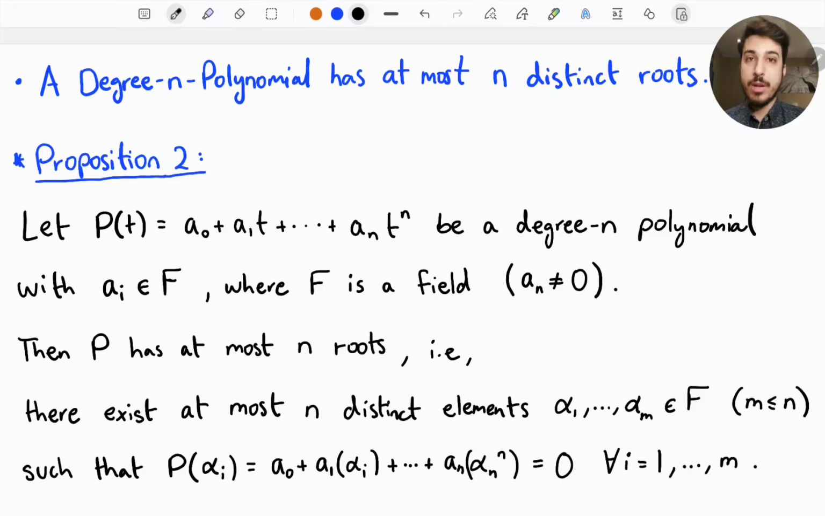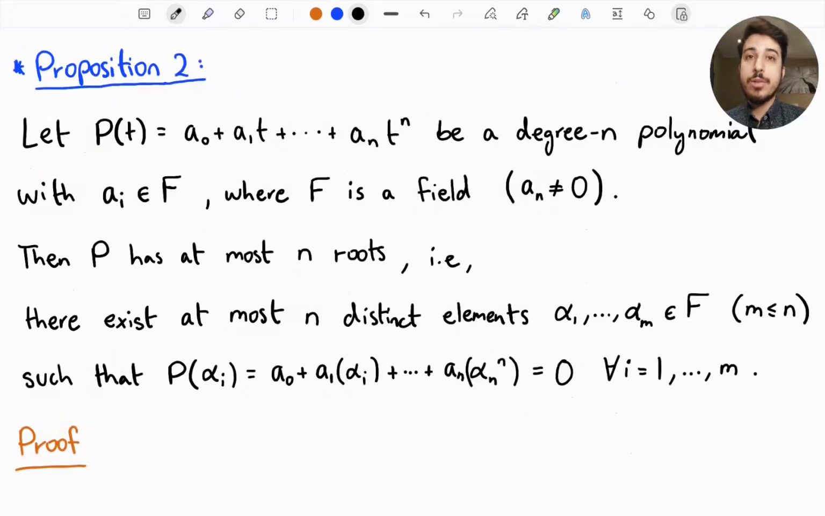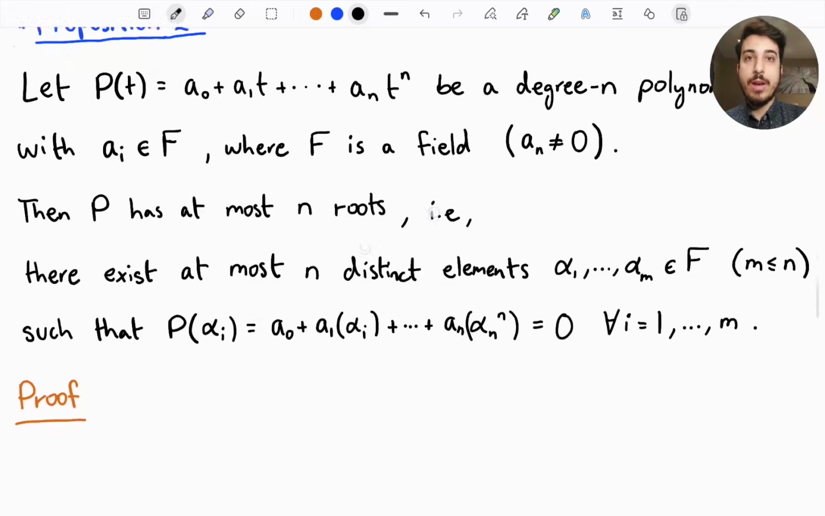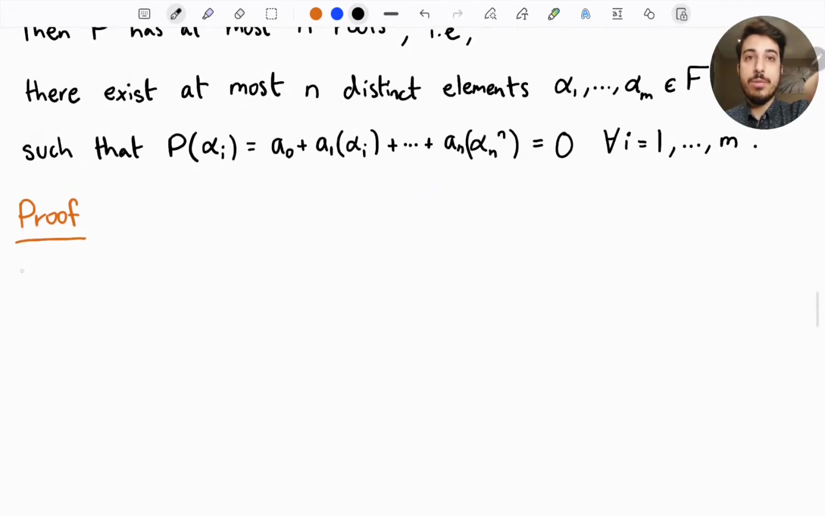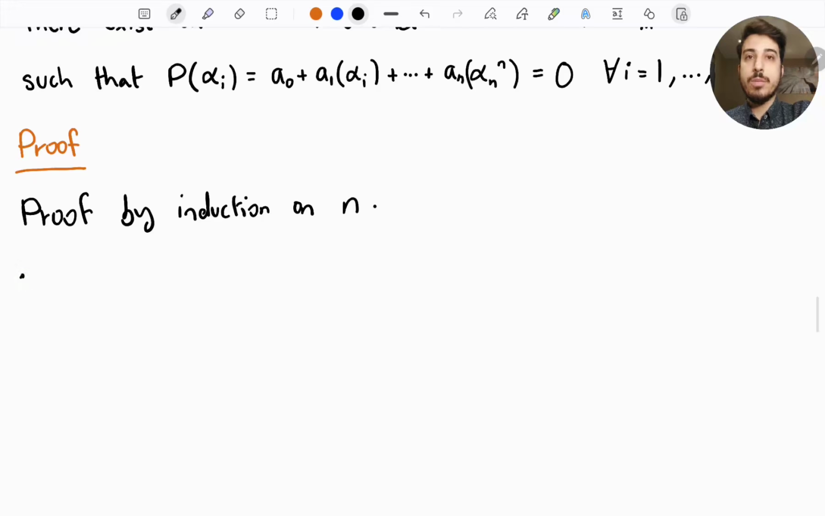Let's get to the proof of this proposition. Since we'd like to prove this proposition for any degree n polynomial, we would like to have this proof by induction on the degree of the polynomial. So the proof will be done by induction on the degree of the polynomial, which is n. By induction, we have two steps. The first one, the easy one, is the base case, where n is equal to 0.